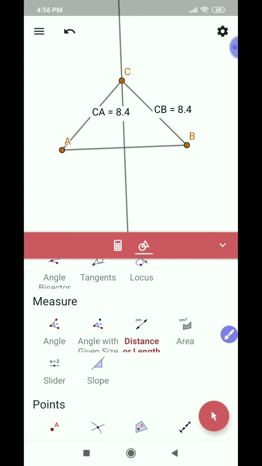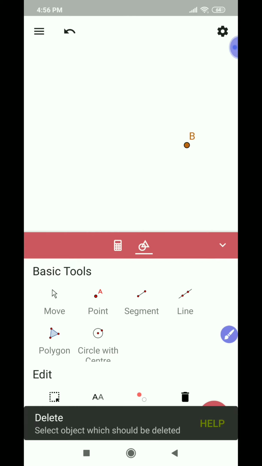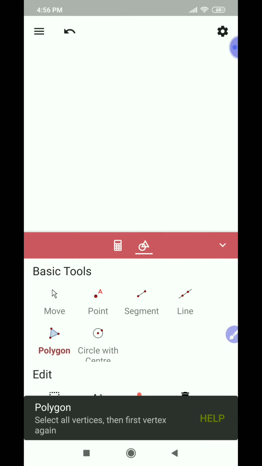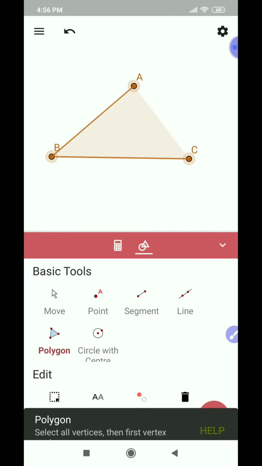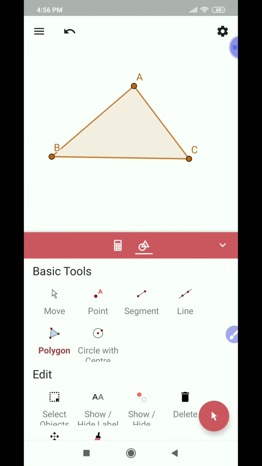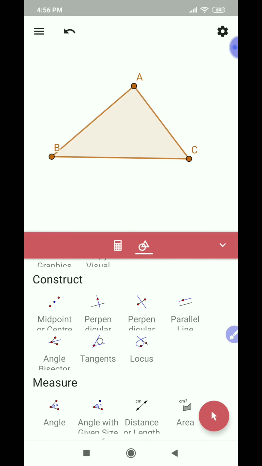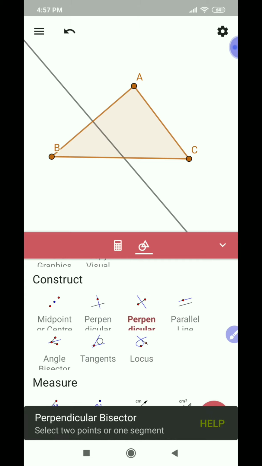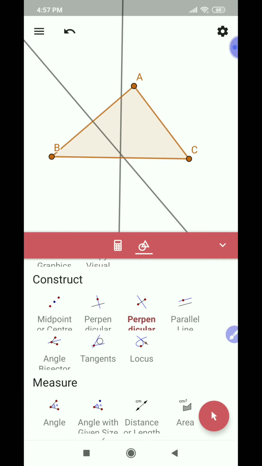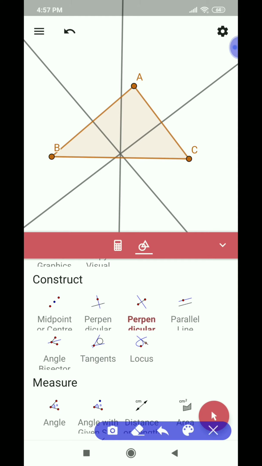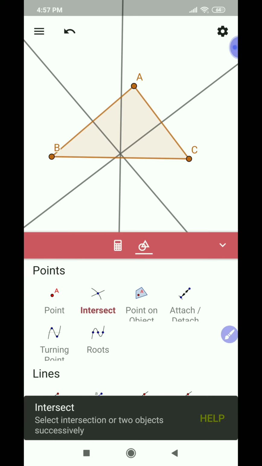This is our observation. Now, dear students, let us construct a triangle ABC. How many sides does it have? Yes, exactly right. It has three sides. Let us construct a perpendicular bisector to AB, similarly to BC, and at the same time to AC. What is your observation? You are right. All are concurrent. Let us name this concurrent point as D.